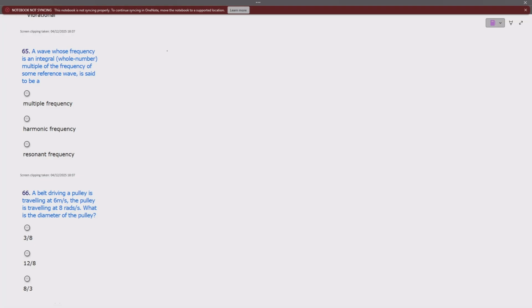A wave whose frequency is an integral whole number multiple of the frequency of some reference wave is said to be a harmonic frequency.